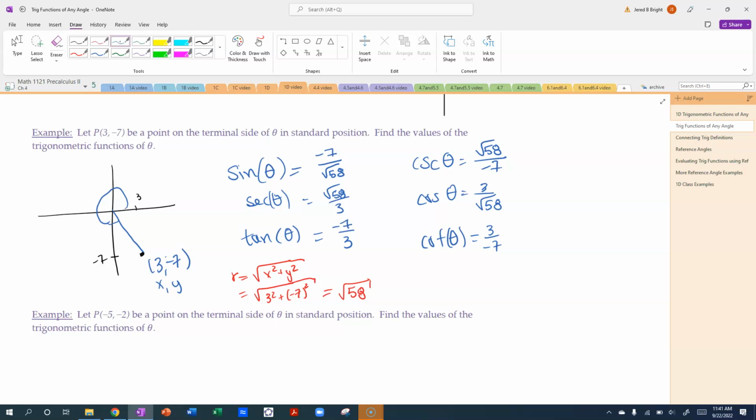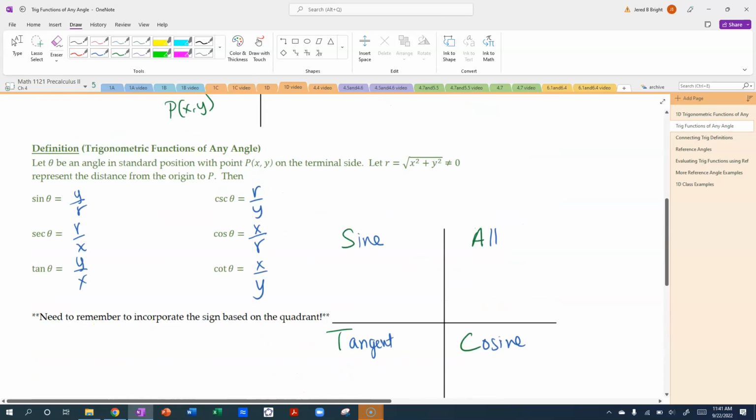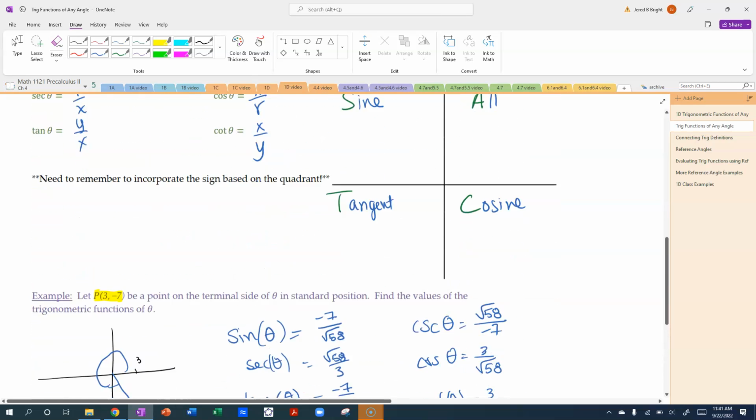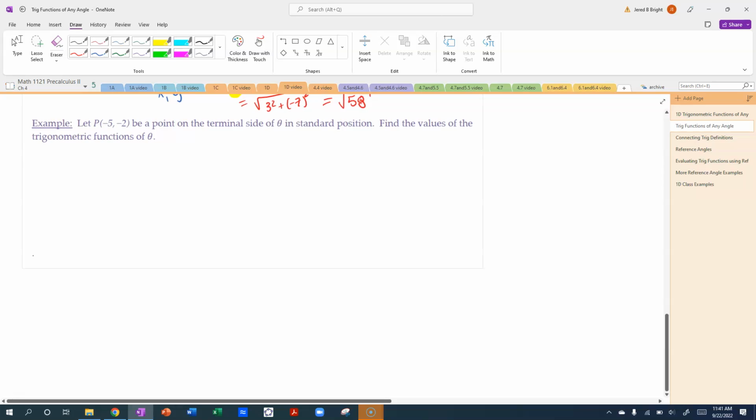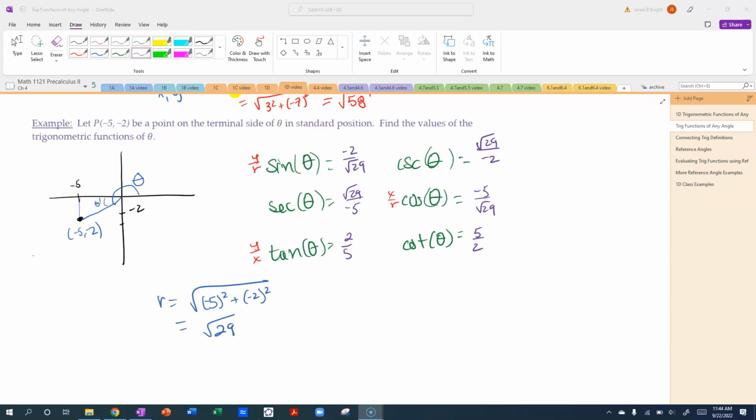So again, key thing, you can plot your point, and chances are if the coordinates are bigger than 1, you're probably not on the unit circle. So remember that you need to find this r value and incorporate that into your definitions. All of this is extending from our understanding of trigonometry in the context of triangles. Now for this last exercise, I'd like you to pause the video, try it out, and resume when you're ready. And here's a solution.